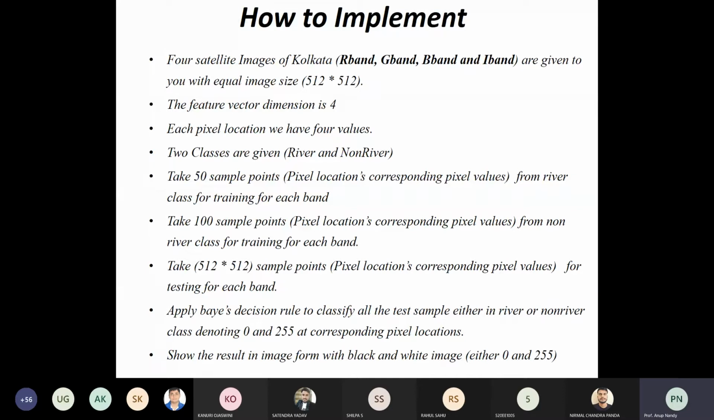Okay, so now how many things are going to be given to you? First, 4 input images will be given to you: R band image, G band image, B band image, and I band image. For each band there is a variation of intensity values, not pixel locations. Pixel locations you just have to run a loop to detect. But the main thing is the intensity value. There is a variation of intensity values. That's why it is called the R band, G band, B band, and I band.